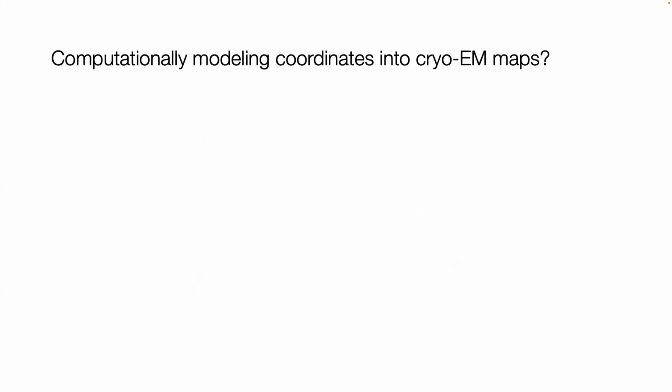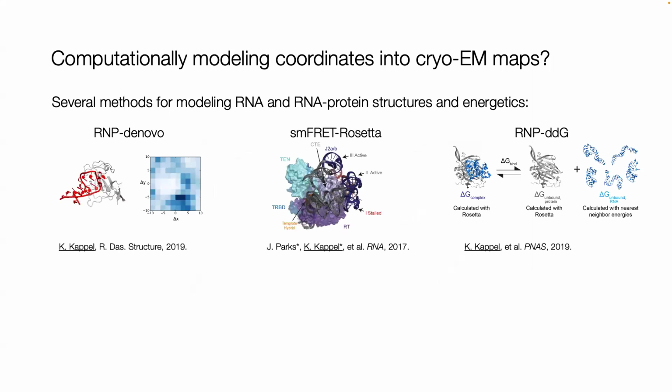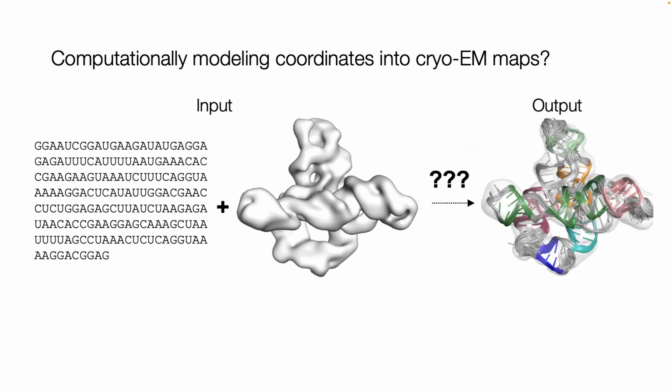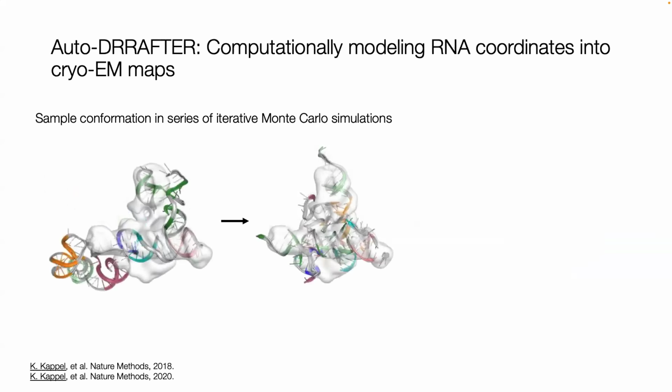So we wondered whether we might be able to computationally model coordinates, and as it turns out, I spent the majority of my PhD developing computational methods for modeling RNA and RNA protein structures and energetics, so this seemed like a really great problem for my background and skill set. So the challenge here is to take a sequence of an RNA molecule and one of these low resolution cryo-EM maps and figure out if we can predict where all of the atoms in the RNA actually sit within this map. So we developed a method called AutoDrafter to do exactly this.